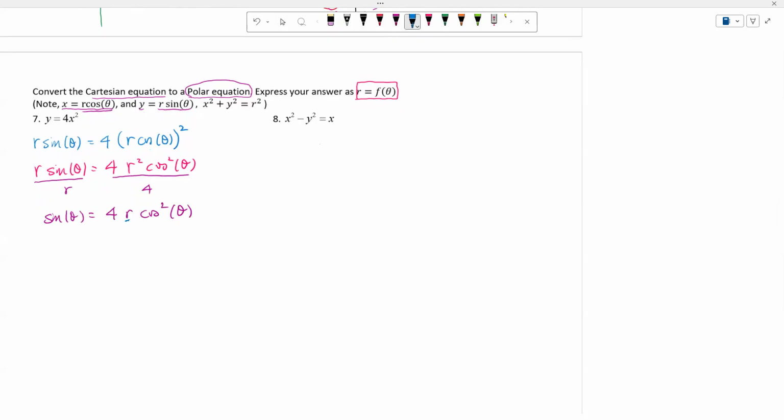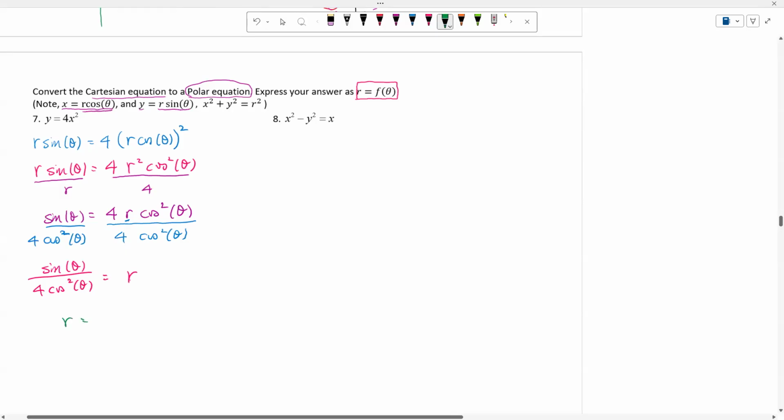Now I would like to solve for r. So in this case, I would like to divide both sides by 4 times cosine square theta. Then now I will have r equal to sine of theta divided by 4 times cosine square theta. Let me rewrite this: r equal to sine of theta over 4 times cosine square theta.